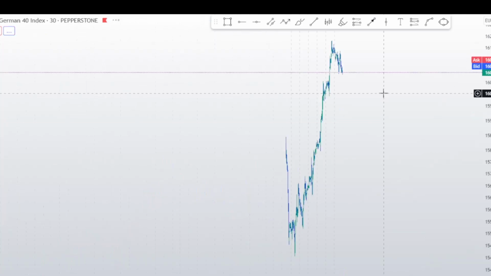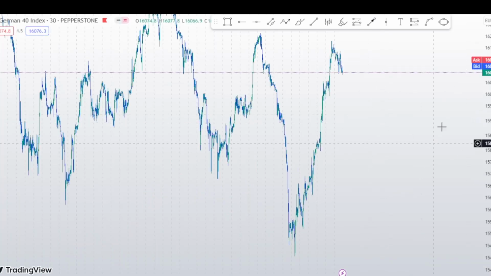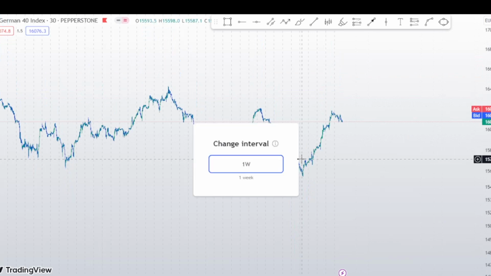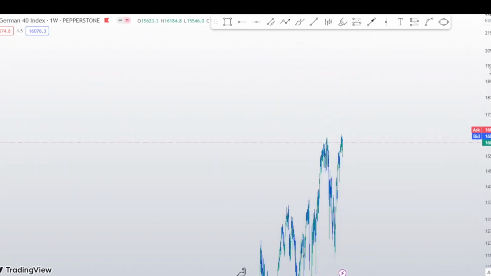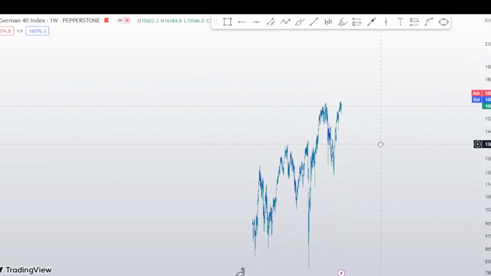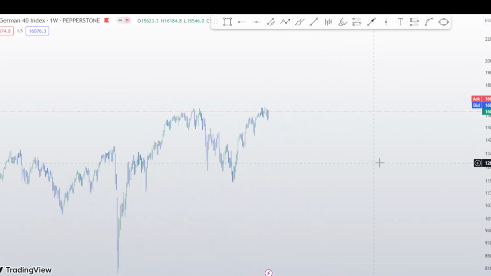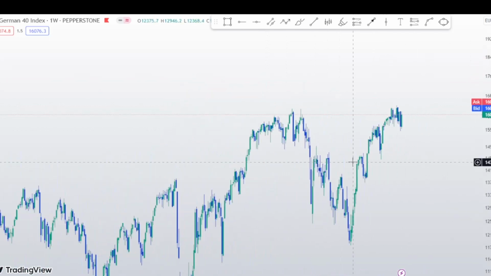Okay, and on a Ger30, what's happening? I'm going to go to weekly time frame. On a weekly time frame, what's happening on a Ger30? As you can see, the market has been going up, and now the market looks like it's making a double top, of which we need to analyze.